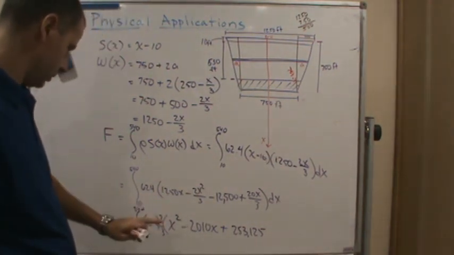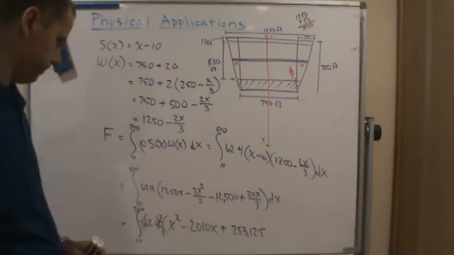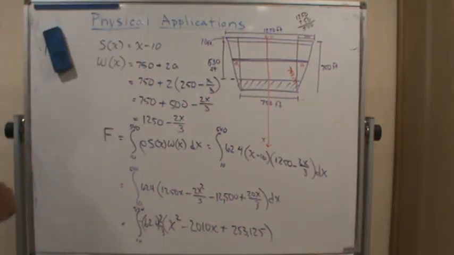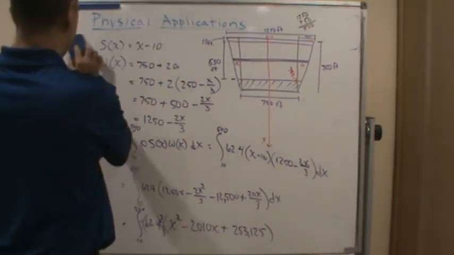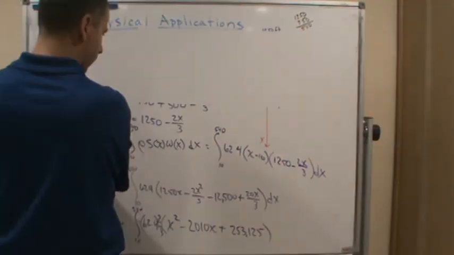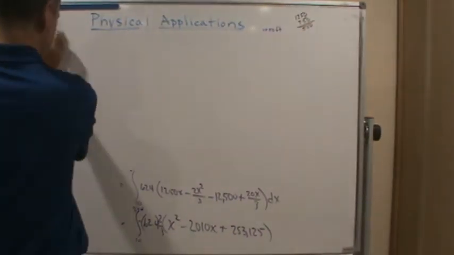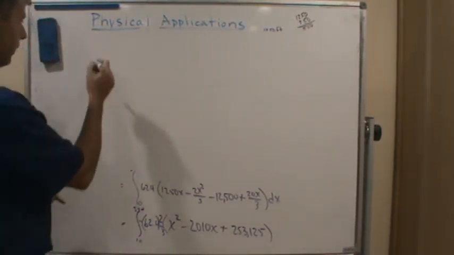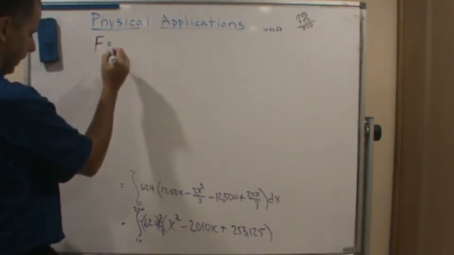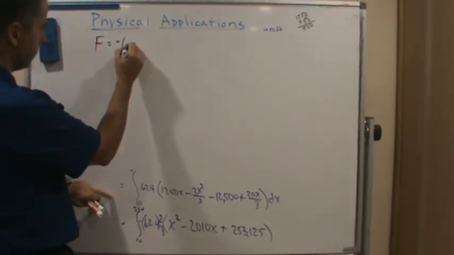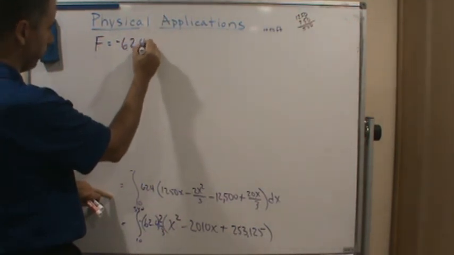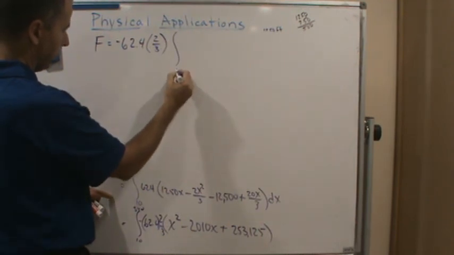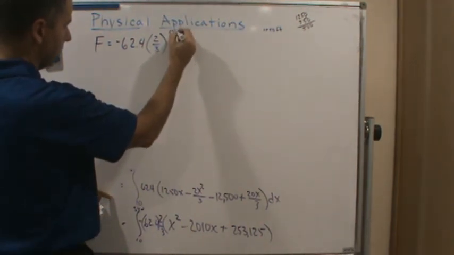That's this one. Okay, now, almost done. We're just about at the finish line. So now what I'm going to do is integrate this. So I'm going to pull this out of the integral. So the force now equals negative 62.4 times 2/3. And then we're going to do the integral from 10 to 540.